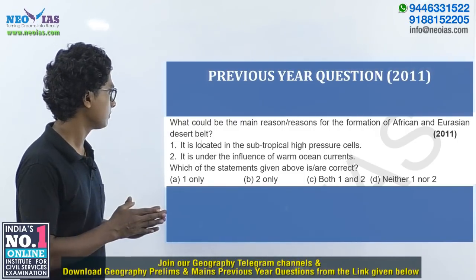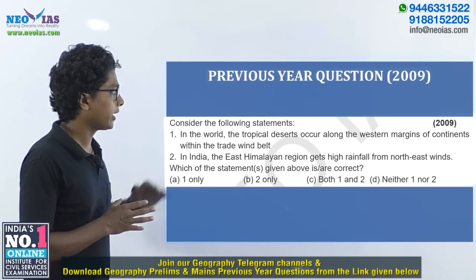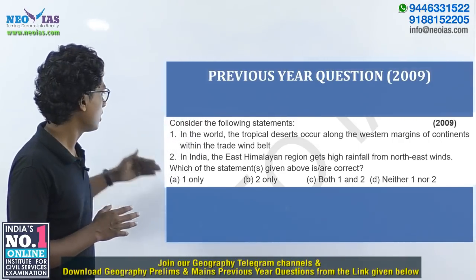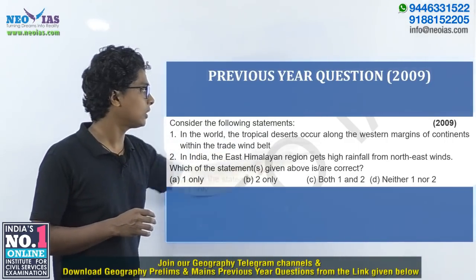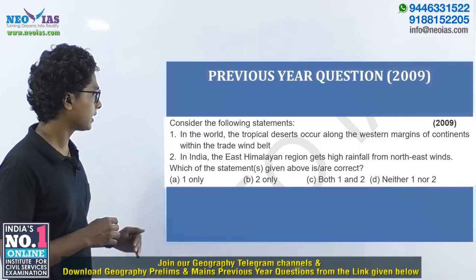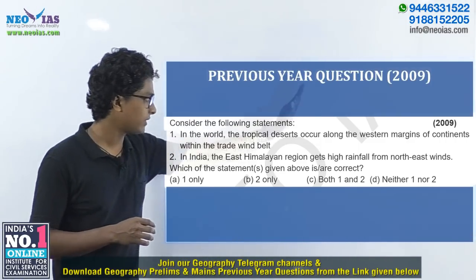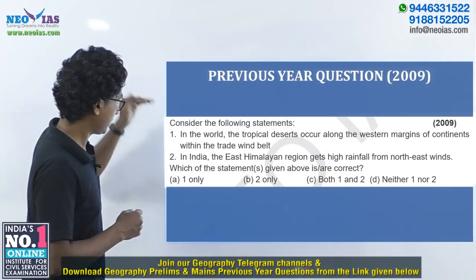Now the next question, another prelims question from 2009. In the world, the tropical deserts occur along the western margins of the continents within the trade wind belt, which is again correct. Tropical deserts occur along the western margins of the continents because of the offshore nature of trade winds within the trade wind belt.